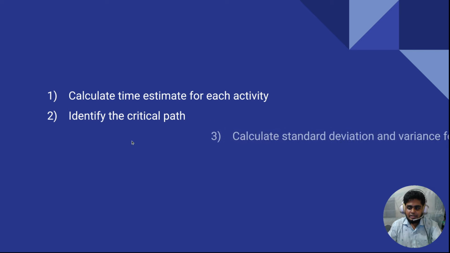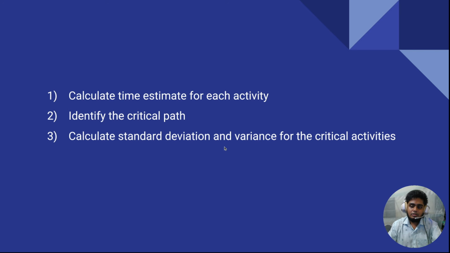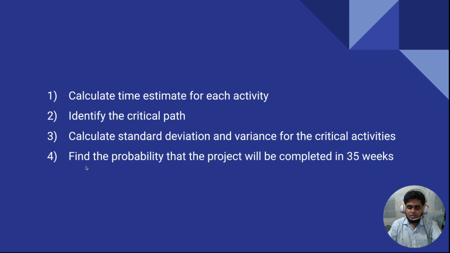In the third question, it says calculate standard deviation and variance for the critical activities. Basically, after completing the second part, I have to calculate those values, standard deviation and variance, from this answer. After that, the final question says: find the probability that the project will be completed in 35 weeks. Is it possible, or can there be a delay? Okay, I will find it here.